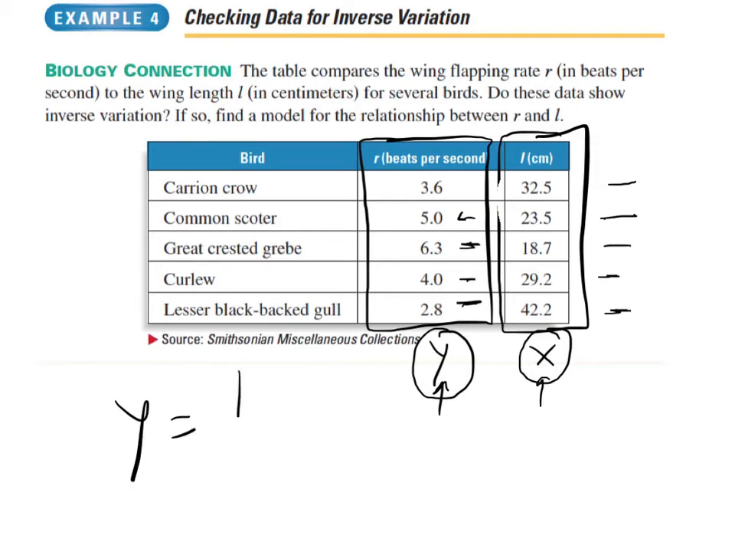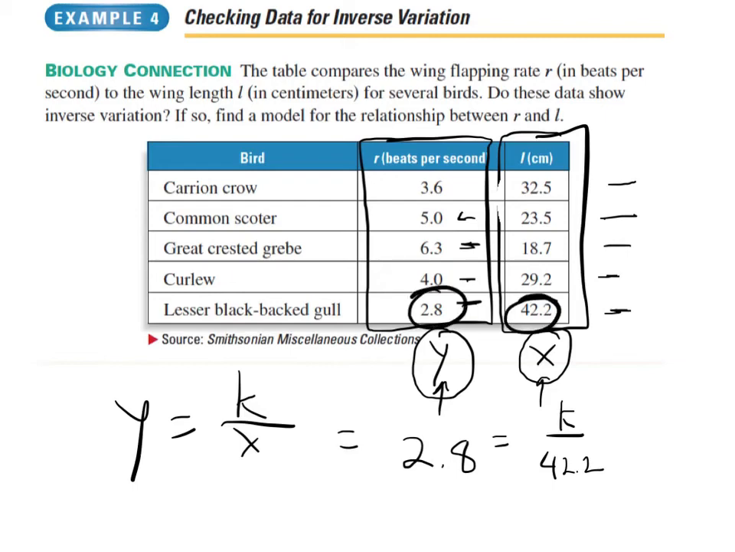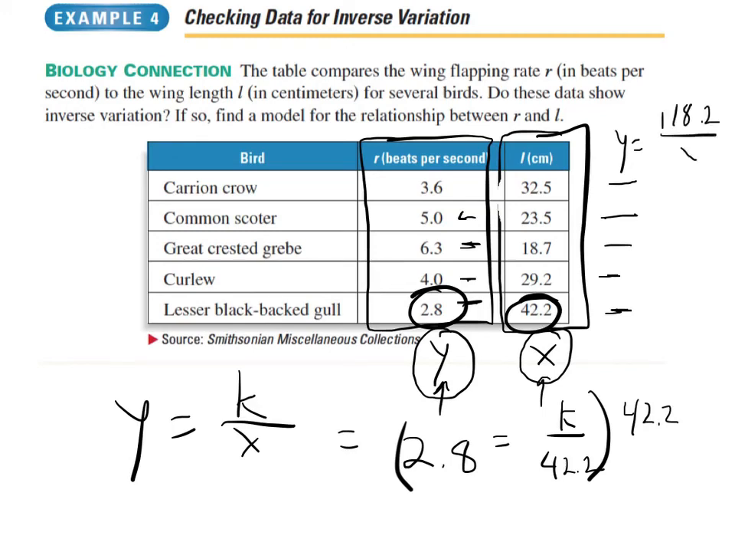y equals k over x. So let's try 2.8 equals k over 42.2. I used our last guy. Then we're going to multiply by 42.2 to get k by itself, and you end up with y equal to 118.2 over x, because k equaled 118.2.